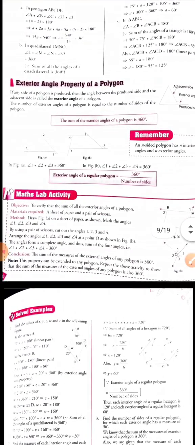Now talking about exterior angles, the sum of exterior angles of any type of polygon is 360 degrees, right? Whether it is a 10-sided polygon or a 100-sided polygon or a 3-sided polygon, the sum of exterior angles will be 360 degrees only. We are talking about a regular polygon here.